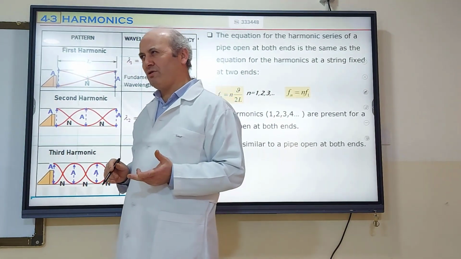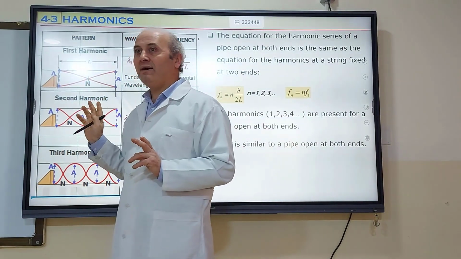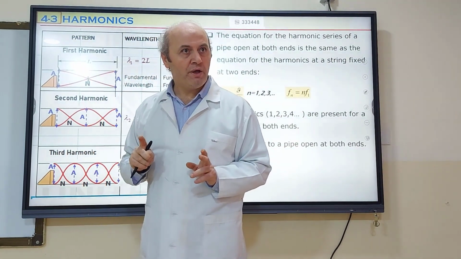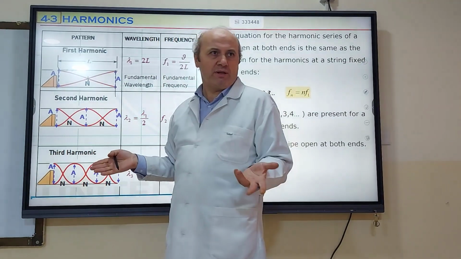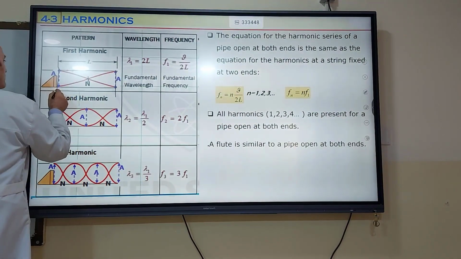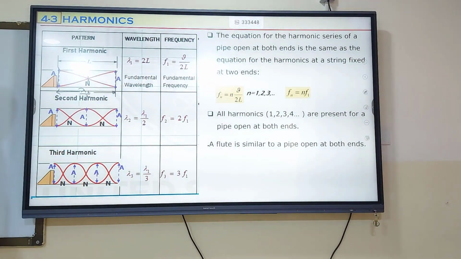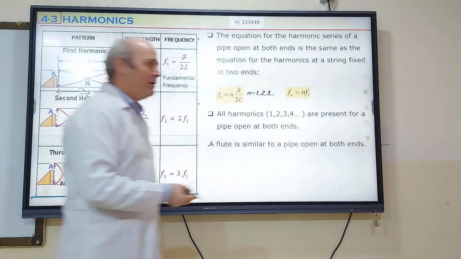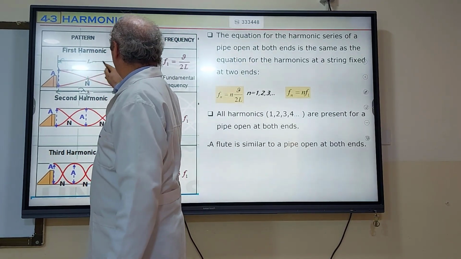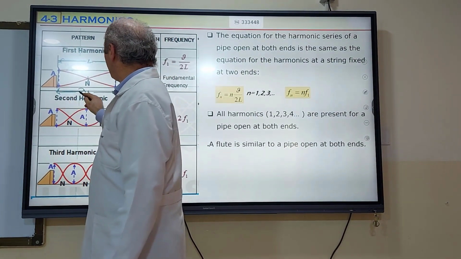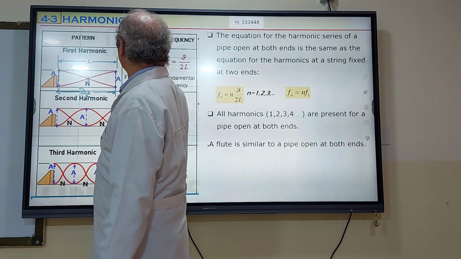Just like the string instrument. The only difference is that in a string, ends were nodes. Now ends are antinodes. There is a single lobe. If there is one lobe, the length of the one lobe is lambda over 2. From antinode to antinode, it's also lambda over 2. So the length of the pipe for the first harmonic is lambda 1 over 2. It's equal to what? The length of the pipe, from here to there. It's also already written here, and I'm going to make them equal. Lambda 1 over 2 is equal to length.